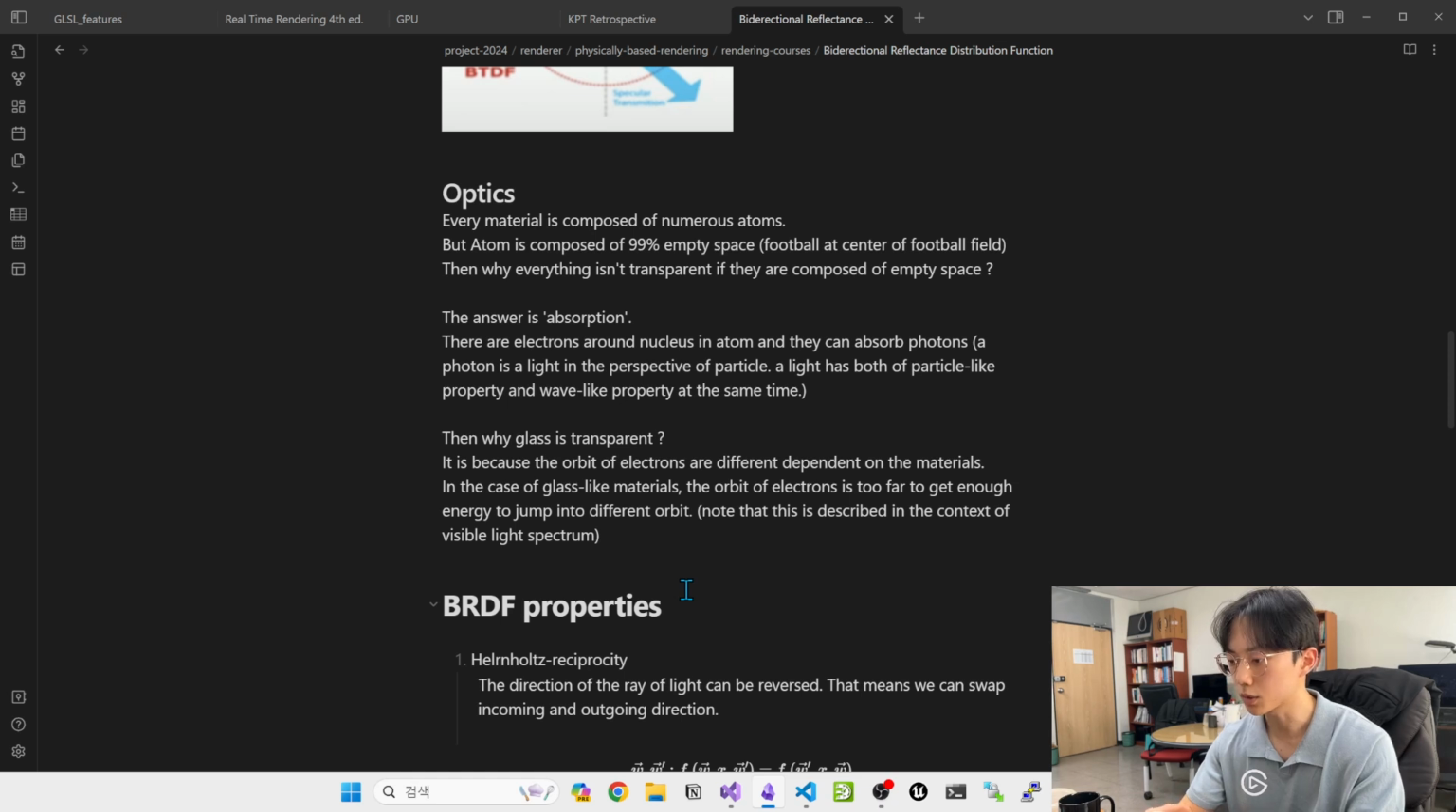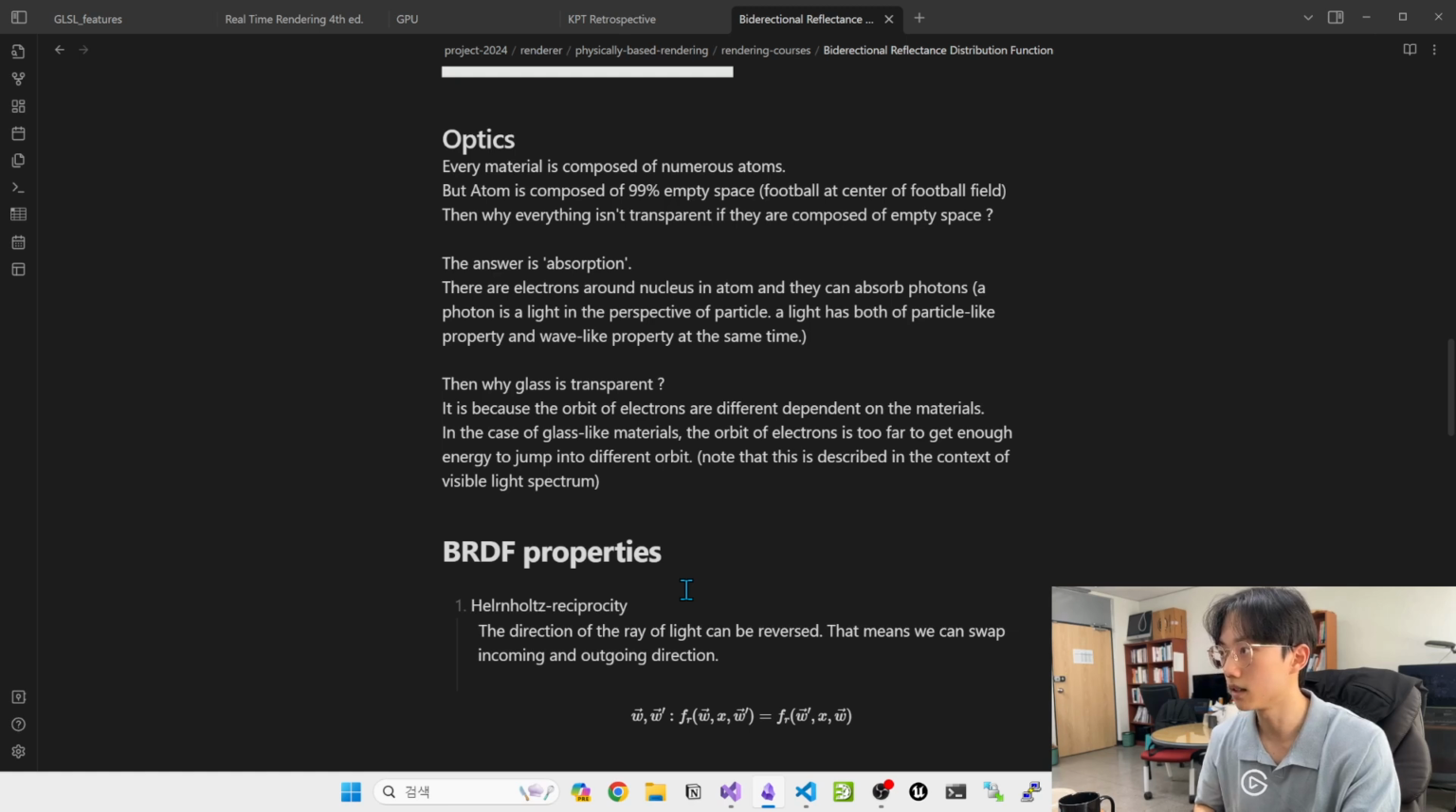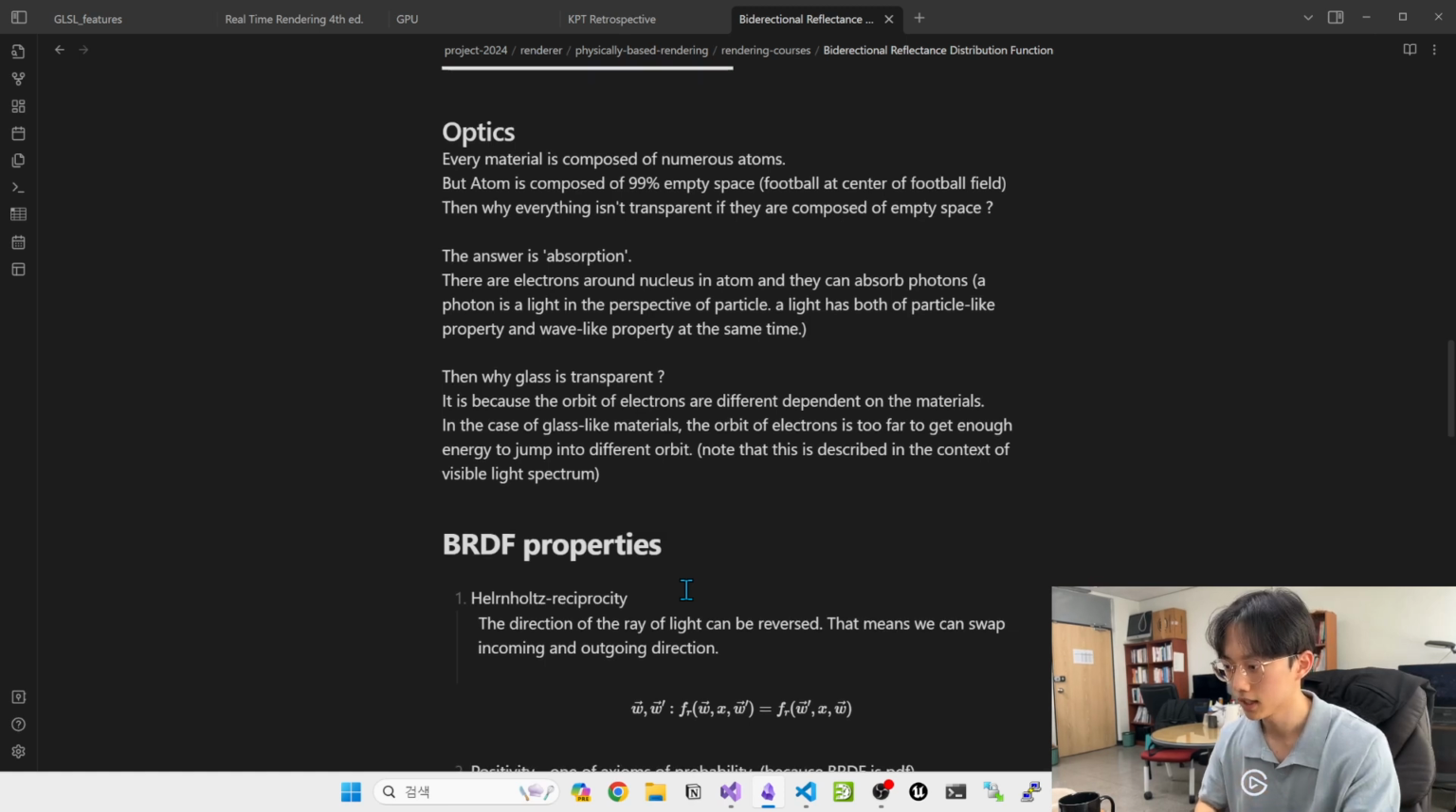There are electrons around the nucleus of an atom, and they can absorb photons. Seeing a photon is looking at light from the perspective of its particle-like property. Actually, light can have both particle-like and wave-like properties at the same time, because it moves with energy, but at the same time it is a particle. We can say that light has a quantum property itself, but because of my lack of physics knowledge, I can't be sure about all of the knowledge of optics.